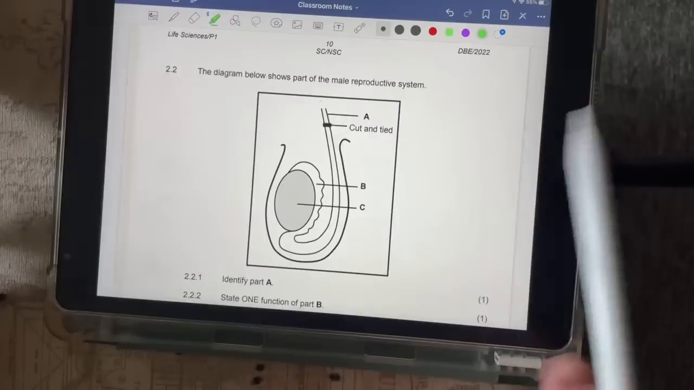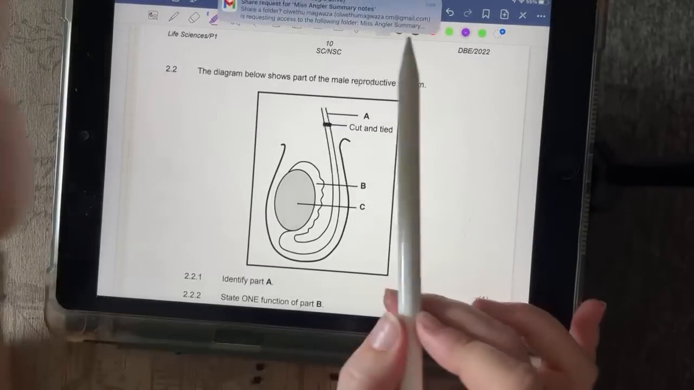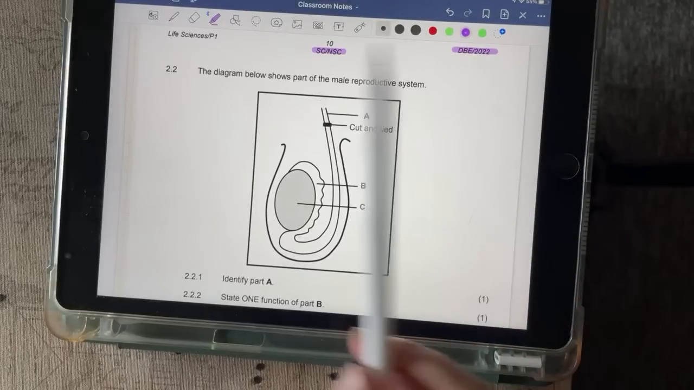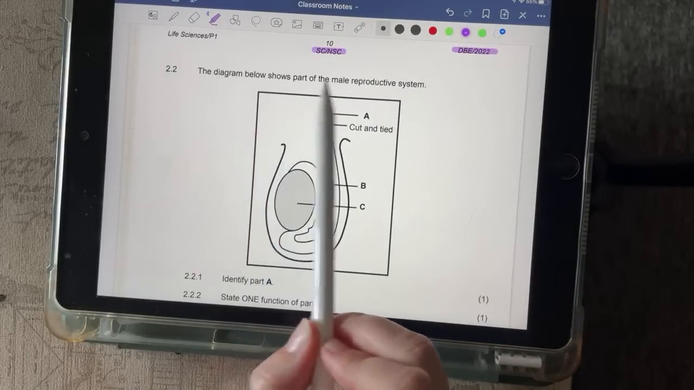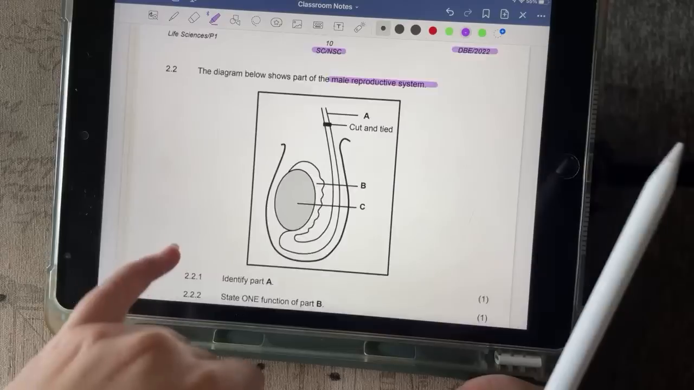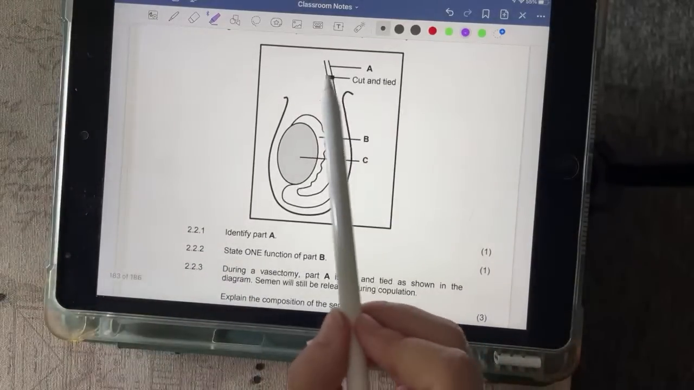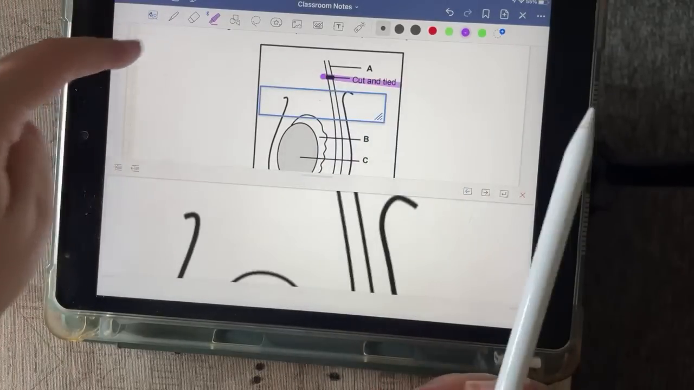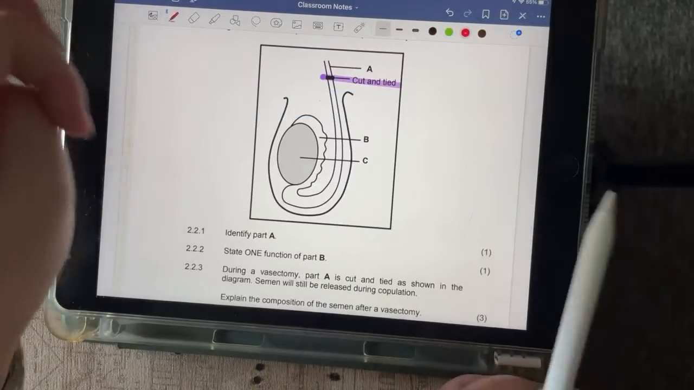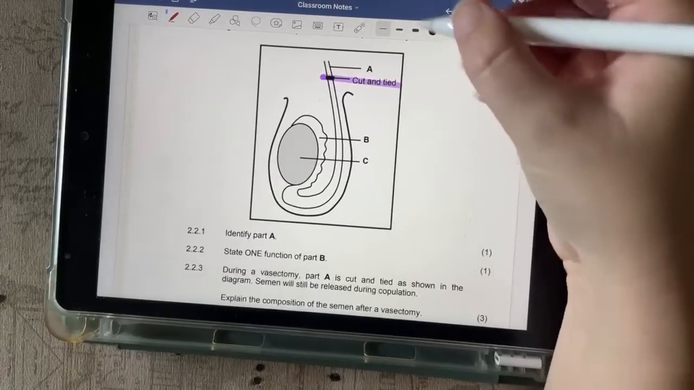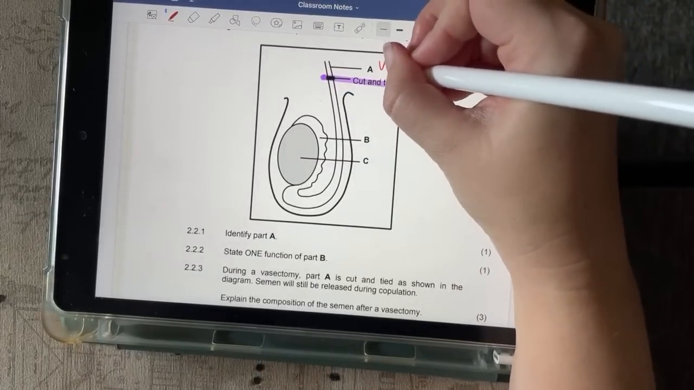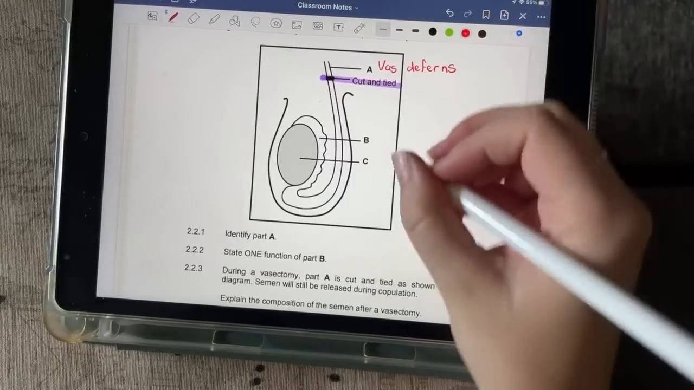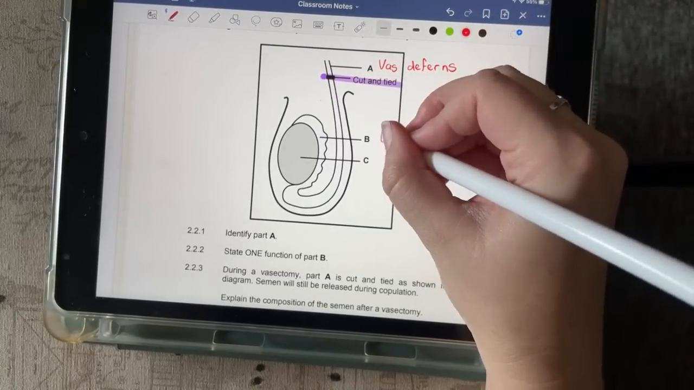Okay, so let's go into this question now, and this one is from a supplementary paper in 2022, so last year, and it says the diagram below shows a part of the male reproductive system. So this is the testes. I want you to make an important note here that this part over here has been cut and tied, and that's going to be important for us later. All right, so as always, we're going to label everything. So A is the vas deferens. B is going to be our epididymis.